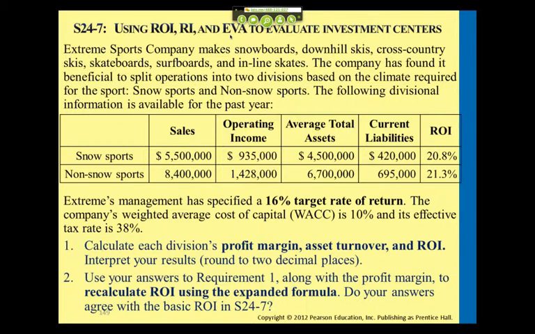So we have our two divisions, sales, operating income, average total assets, current liability, and calculated ROI. They specified that they want a 16% target rate of return, and the company's weighted average cost of capital is 10%, its effective tax rate is 38%. Calculate each division's profit margin, asset turnover, and ROI.